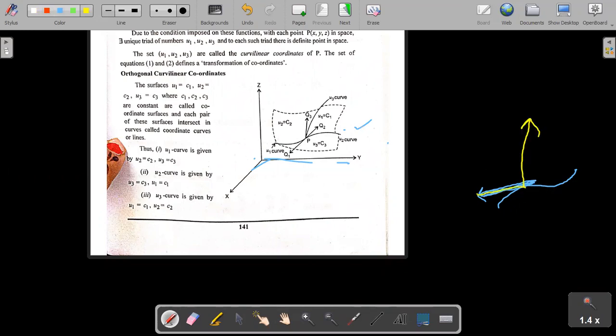So when I am saying that these three curves should be orthogonal, actually at this point P, when I draw the tangents along the three directions, suppose Q1 is the tangent along the U1 curve, Q2 is the tangent along the U2 curve, and Q3 is the tangent along the U3 curve. Then for an orthogonal system, these three tangents should be perpendicular to each other. Is it clear?